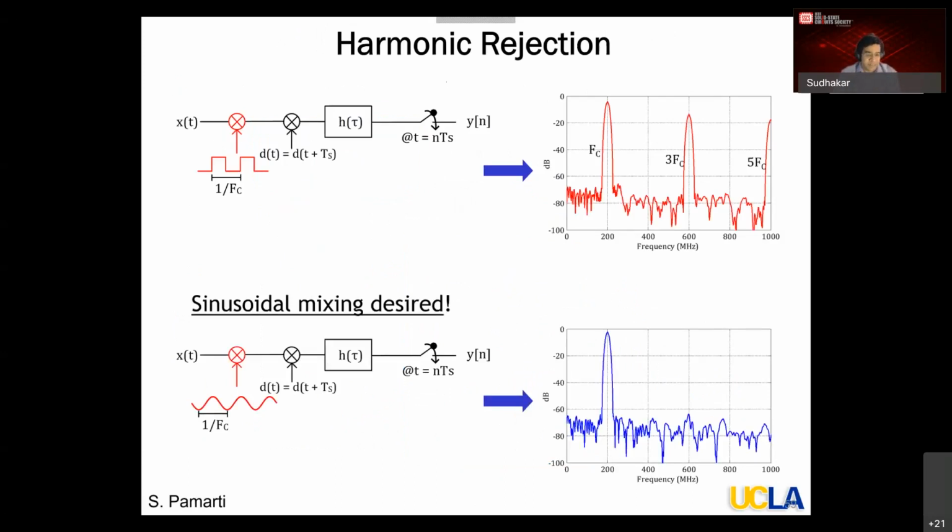But it is definitely a bad thing in spectrum scanners, because you could have a blocker somewhere at the 3 FC or the 5 FC, and that will corrupt your spectrum scanning. For a cognitive radio application, that's disastrous. So for harmonic rejection, what we really want to do is basically affect sinusoidal mixing.